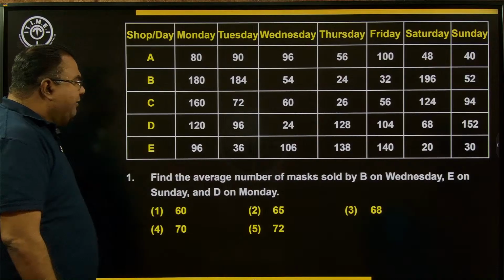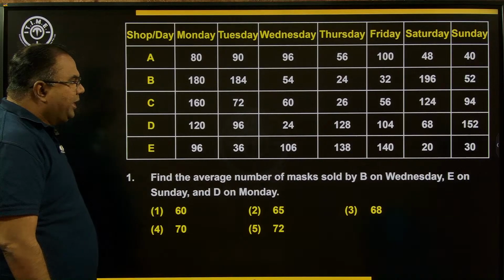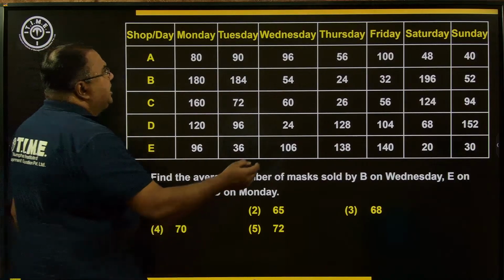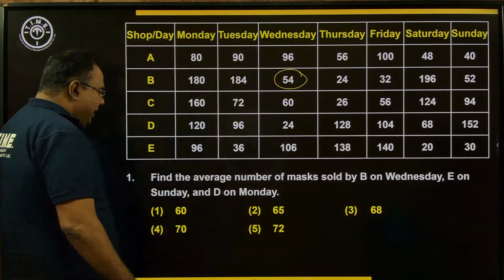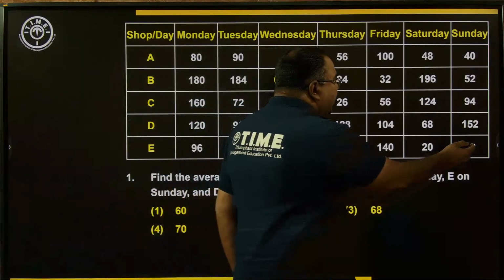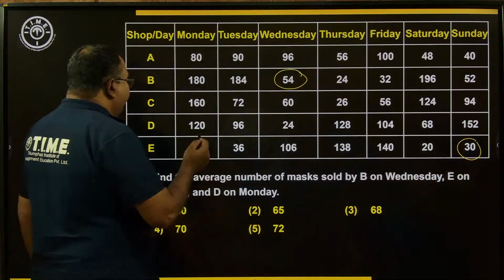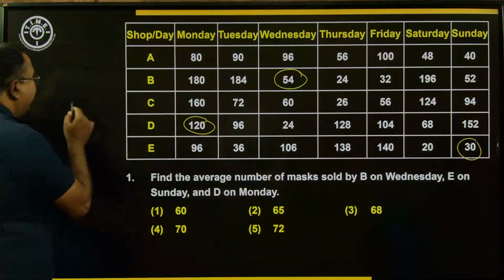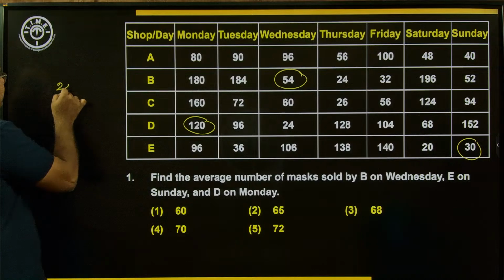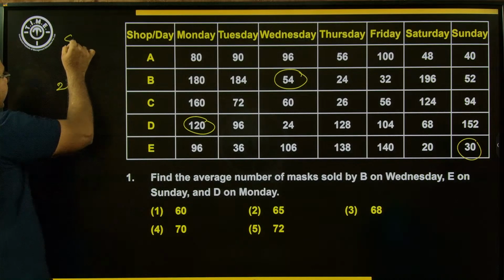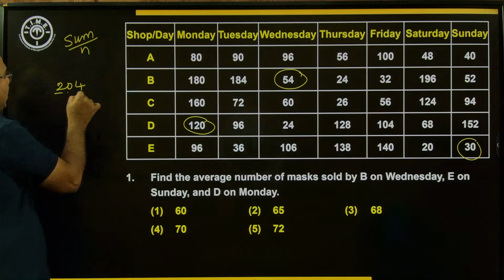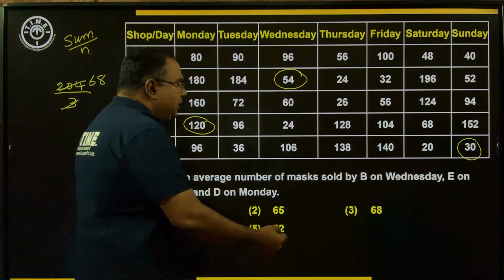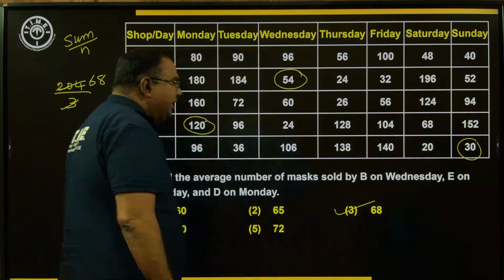Find the average number of masks sold by B on Wednesday, E on Sunday, D on Monday. B on Wednesday, 54. E on Sunday it is 30. And D on Monday is 120. So 54 plus 30, 84, plus 120, 204. What is average? Sum of all quantities by number of quantities. Sum by N. So 204 by 3, so it has to be 68. 68 is present in the third option.